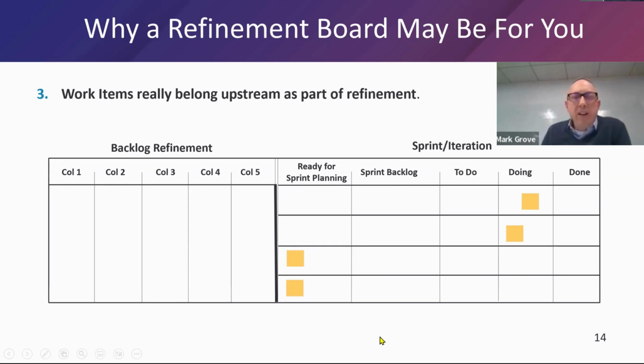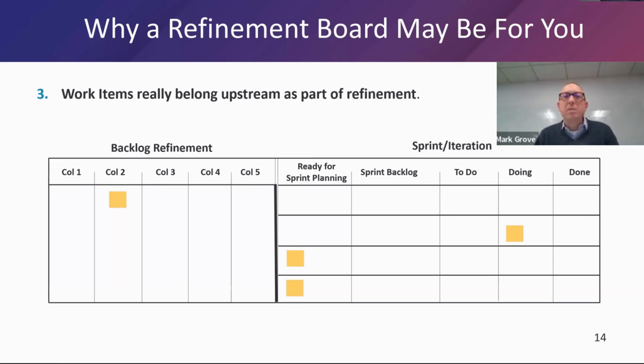But upon further investigation, it wasn't a story that represented value. It was really work that was in support of future user stories. It was really work that belonged more upstream. They were steps. Perhaps it belonged to whatever your column 2 step was, or the policies that helped govern that backlog refinement board. But they were really representative of refinement work towards getting user stories created.